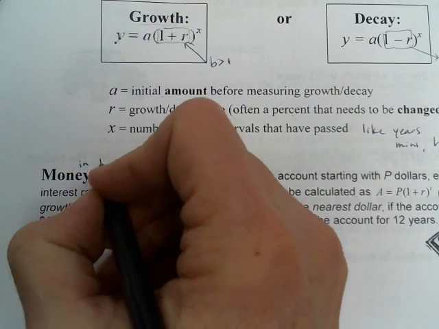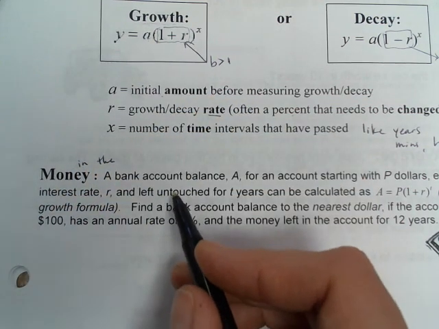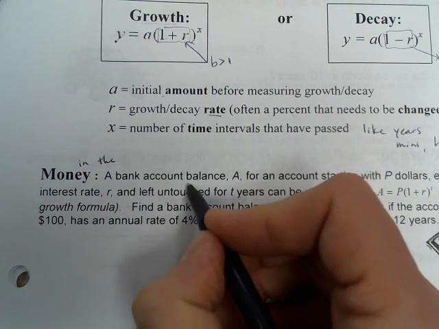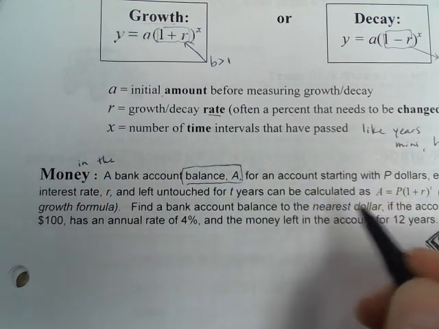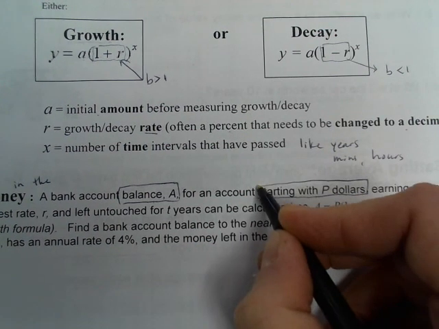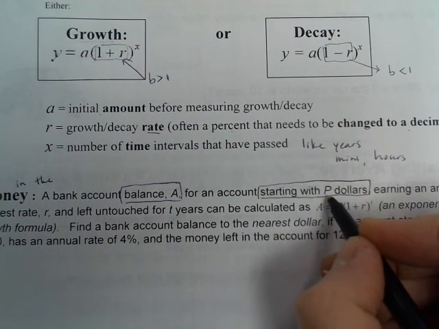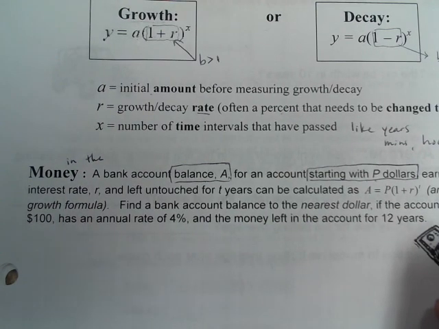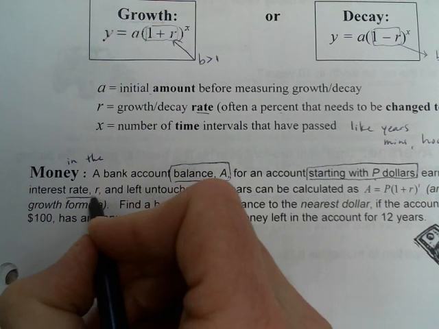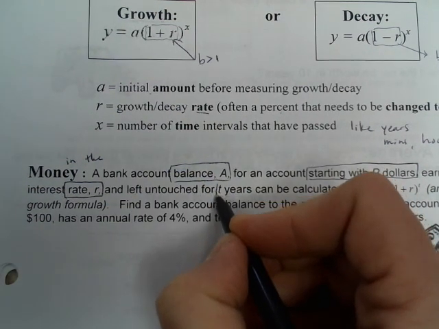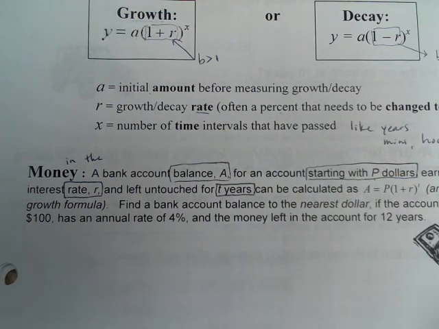So this is money in the bank. If you want to know how much you're going to have in the bank, it's called the bank account balance, which is called A. If you started off with P dollars, like if you have $100 and want to put it in the bank, P would be equal to 100. Banks usually give you some kind of interest, an annual interest rate, R. And you want to find out how much you're going to have after T. T stands for time, T years.